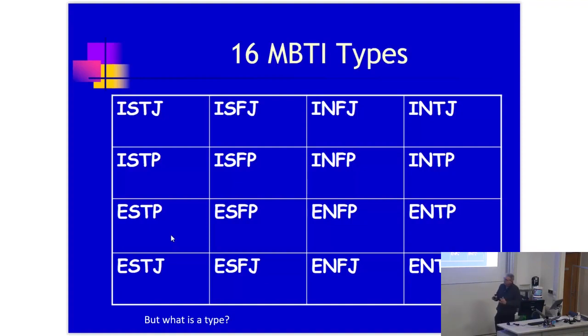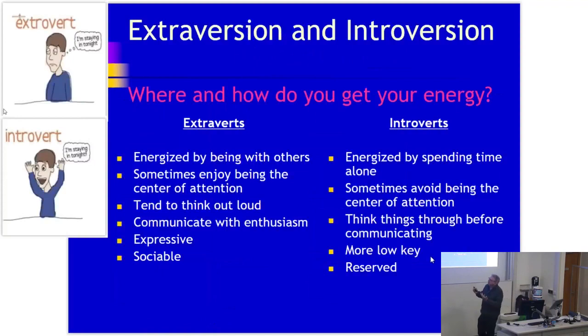So what people try and do is they try and work out where you are in this matrix, roughly, because we're trying to quantize something that's an infinite scale in many ways. And then there are some gross trends that can be associated with these types, generally. So that's what you can work out. So what is a type? How do we get there?